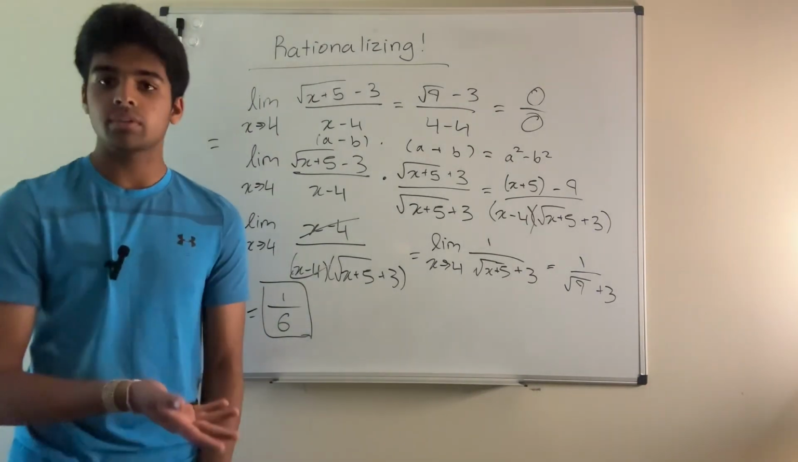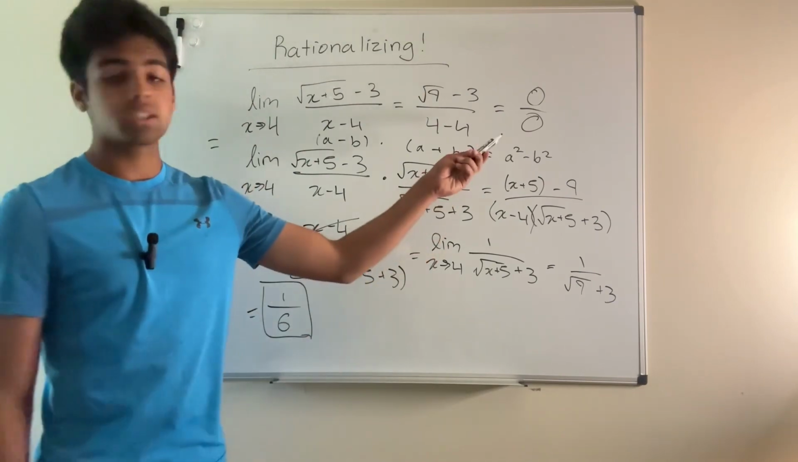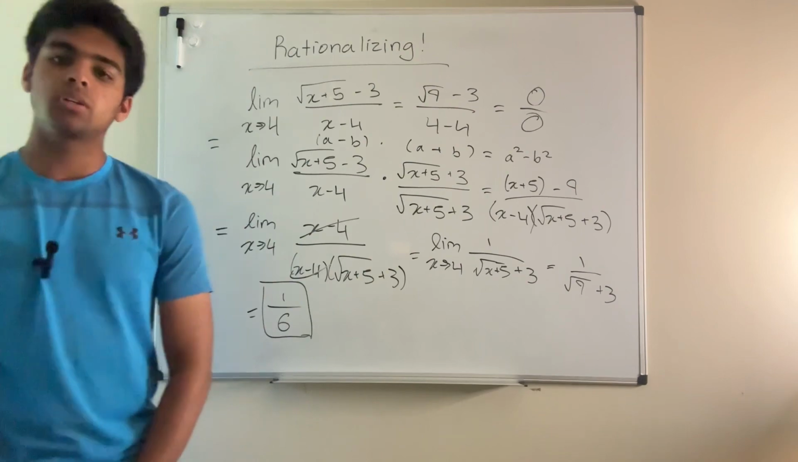So the main idea of this is to basically multiply by the conjugate only when you reach the indeterminate form and if there's a radical symbol either in the numerator or the denominator.